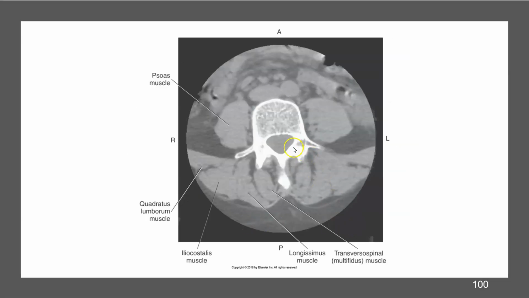So here is a CT. So here's our psoas muscle on either side. Here's your multifidus and your longissimus muscle and your iliocostalis with your quadratus lumborum right there.